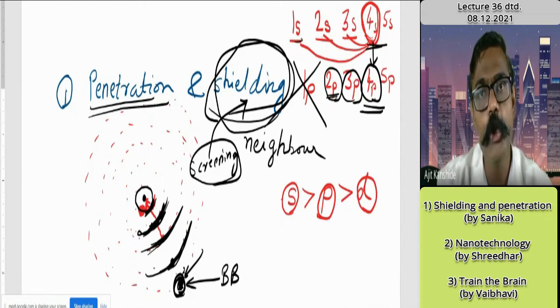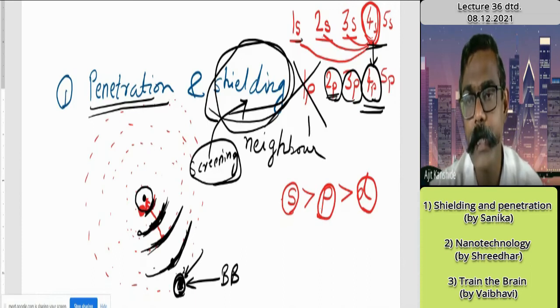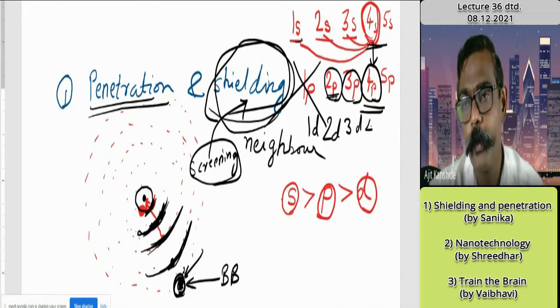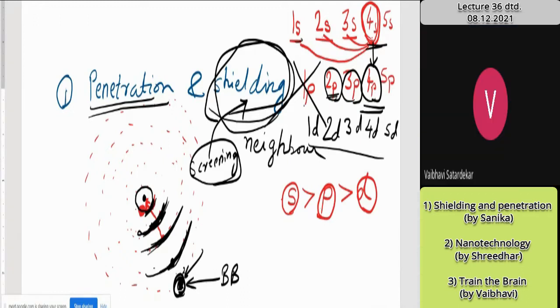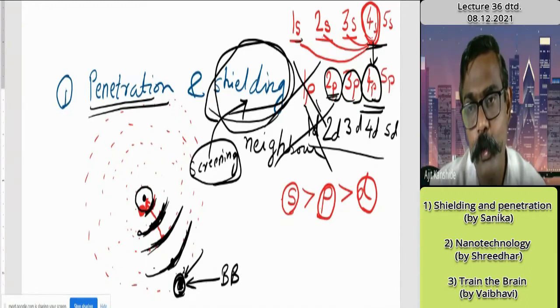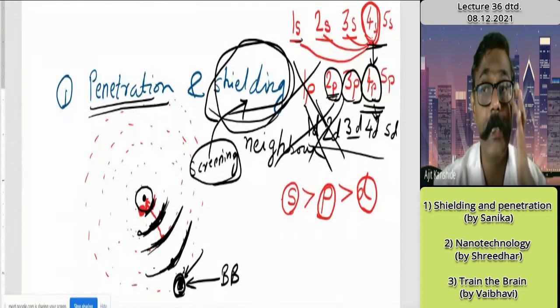If I continue my story for the d orbital, say 1d orbital, 2d orbital, 3d orbital, 4d orbital, 5d orbital. Now will you help me as you helped me before? Which d orbital will not be there? 1d and 2d. Right, 1d will not be there, 2d will not be there. d starts from 3d. But if I consider the same fourth batch, it is the 4d.